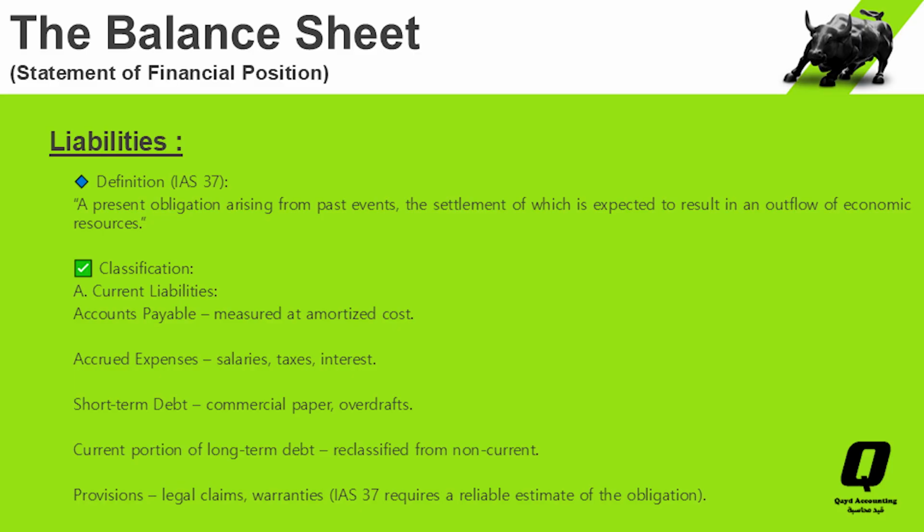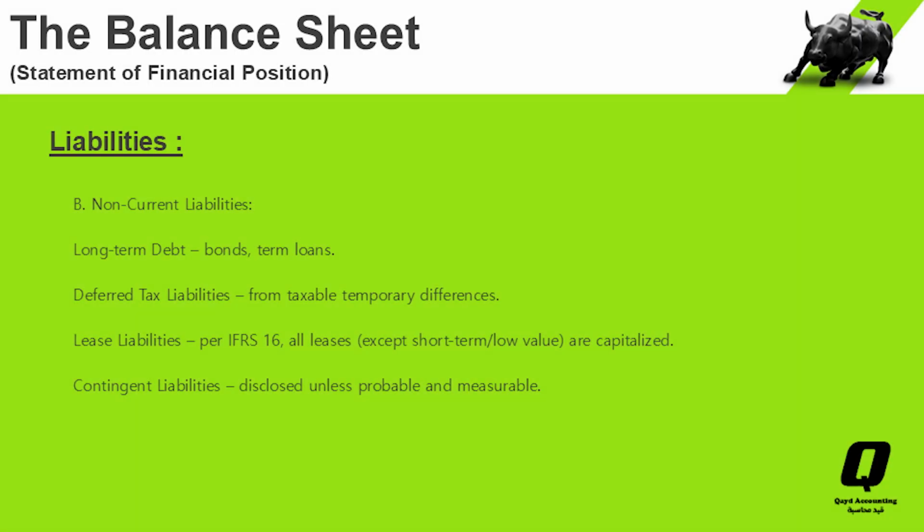Current portion of long-term debt, reclassified from non-current. Provisions, legal claims, warranties. IAS 37 requires a reliable estimate of the obligation. B. Non-current liabilities. Long-term debt, bonds, term loans. Deferred tax liabilities from taxable temporary differences. Lease liabilities. Per IFRS 16, all leases, except short-term, low value, are capitalized. Contingent liabilities, disclosed unless probable and measurable.